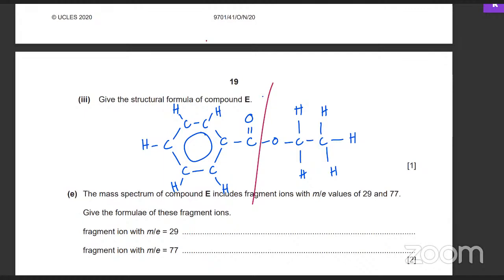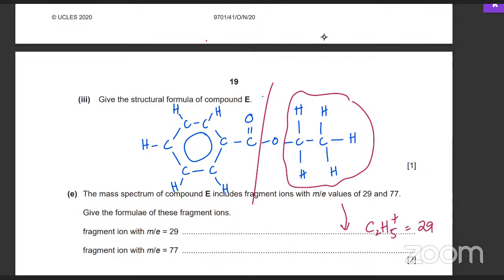Then you have the next part, which is the mass spectrum of compound E includes fragment ions with m/e values of 29 and 77. So mass spectroscopy and fragments. So this molecule will break down when you do mass spectroscopy. Remember that's a separate thing from NMR. When you do mass spectroscopy, the molecule breaks down into small pieces. Which small piece of this molecule will have a mass value of 29? This piece might break down and the mass spectrum might detect this, and that's C2H5 plus 1. That's exactly equal to 29.